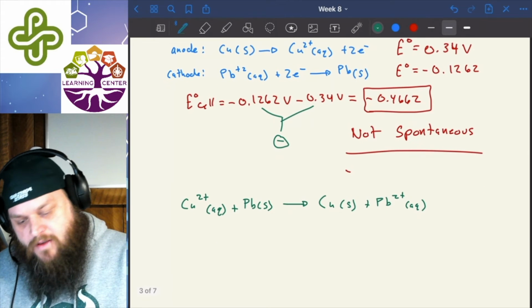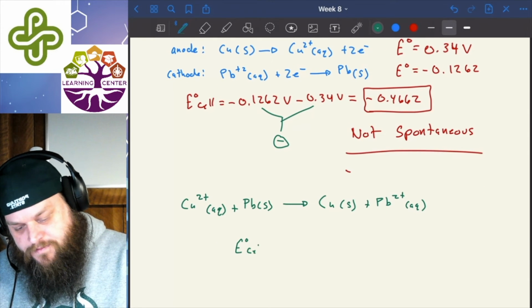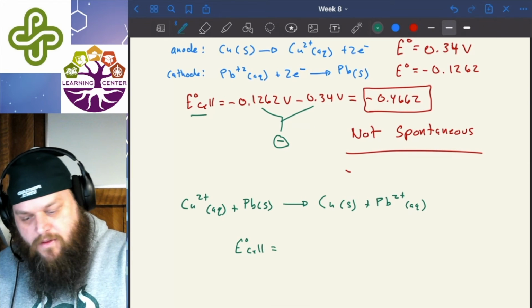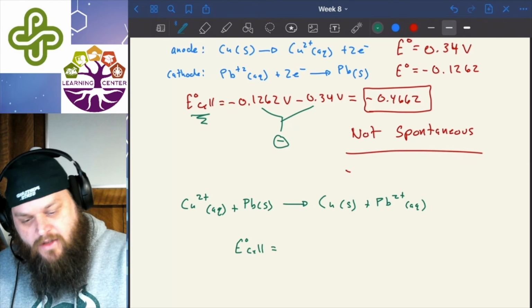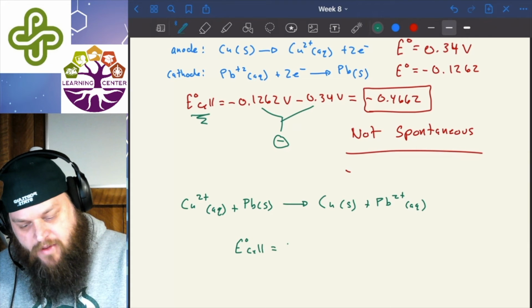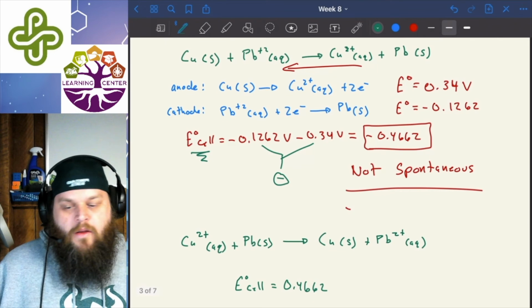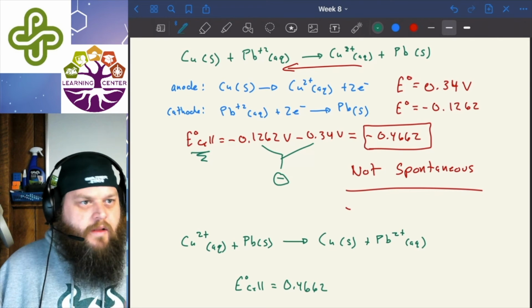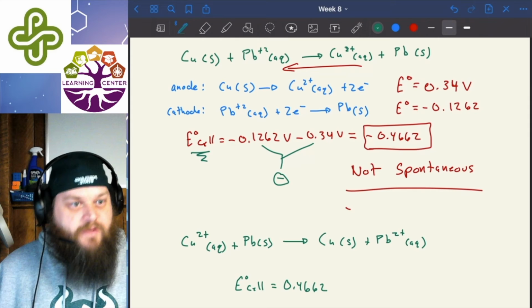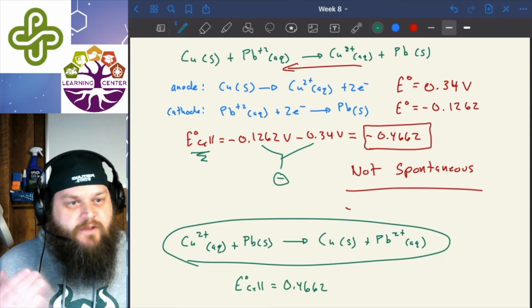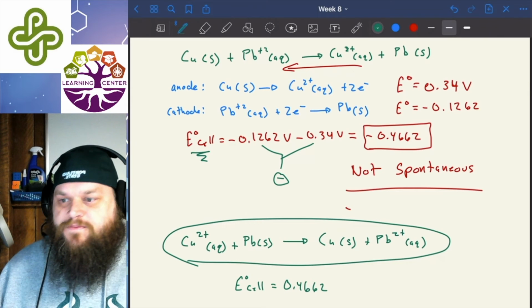And this cell potential will equal the negative of the cell potential up here. And since it's already negative, that makes a positive 0.4662. So we won't get more lead solid. We'll end up getting more copper solid in that reaction. So we can flip those cells around. It'll actually work in the backwards direction.